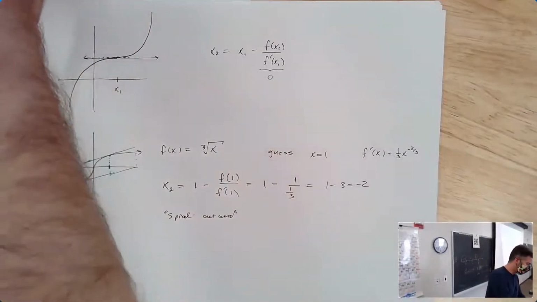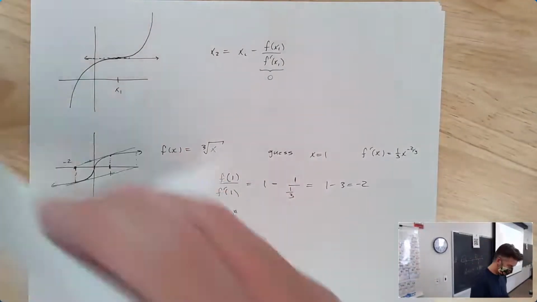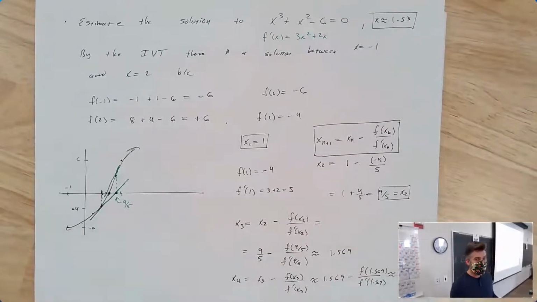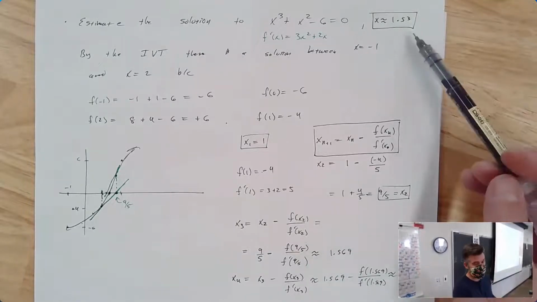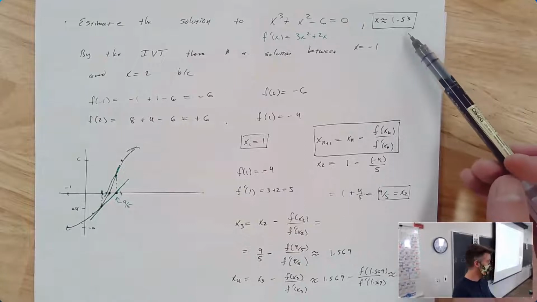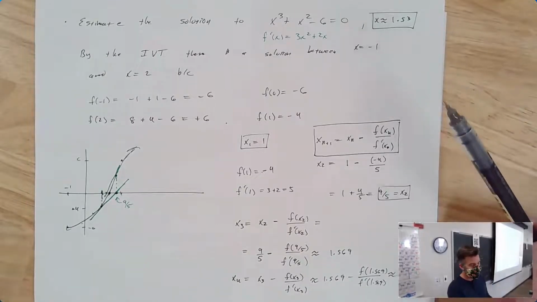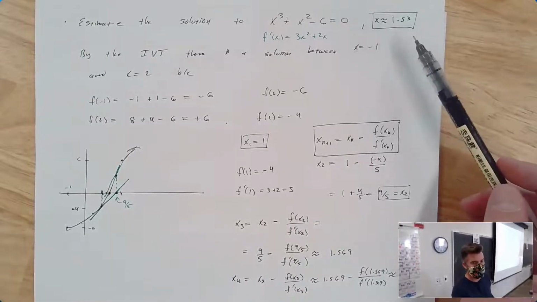So for this question where we were talking about x cubed plus x squared minus 6 equal to 0, we can say there is a solution by the intermediate value theorem. And then we can say via Newton's method, the solution is approximately 1.53, at least to 2 decimal places. So that's the point of Newton's method, not to show there's a solution, but to approximate the solution.